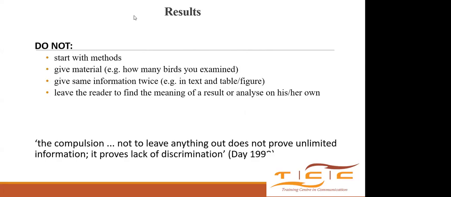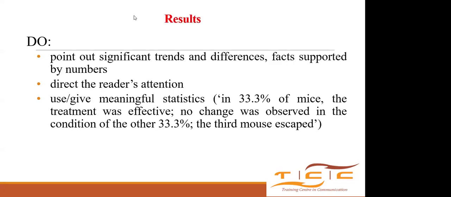Then do not start with the methods. In your results section, you find some people, when they come to present the results, again start talking about the methods that were used to get those results. You already explained those methods, so don't go back to them. Just give us the results. Sometimes people even start giving the number of materials or number of birds examined, for example. You give the same information twice, like giving it in text and then in a table or figure. Avoid those things.